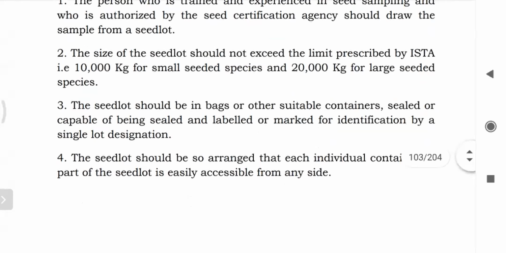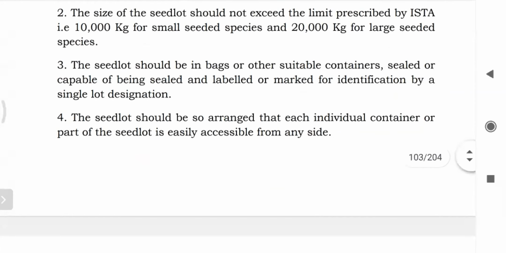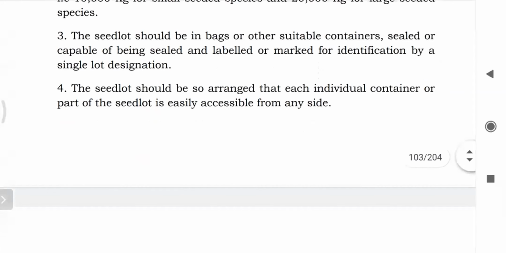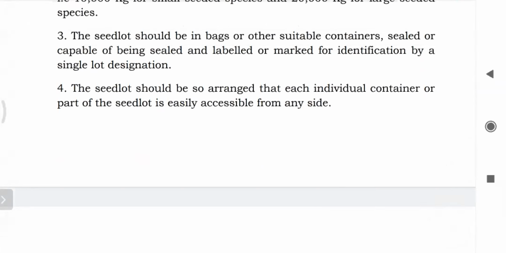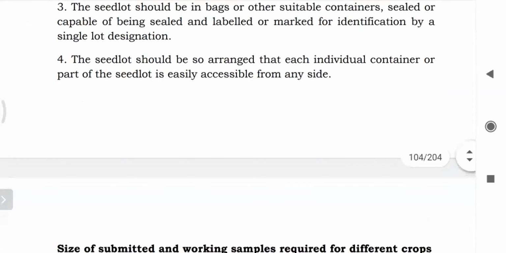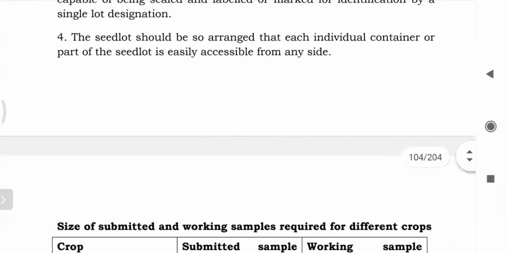So the third is the seed lot should be in bags or other suitable containers that are sealed or capable of being sealed, and labeled or marked for identification by a single lot designation. Then the seed lot should be so arranged that each individual container or part of the seed lot is easily accessible from any side.